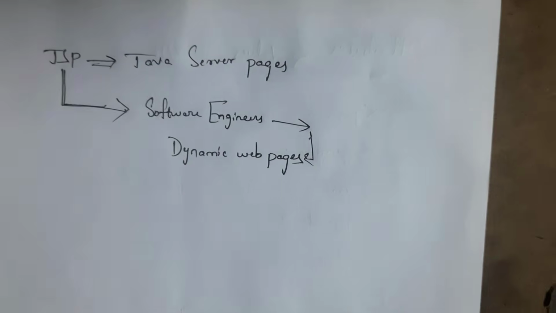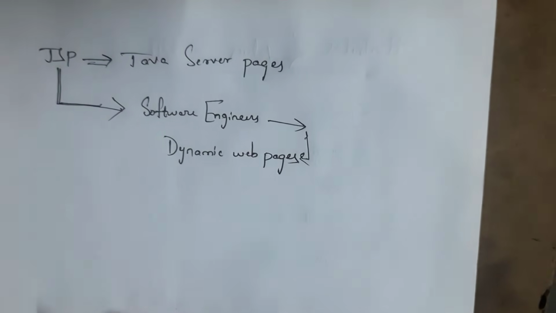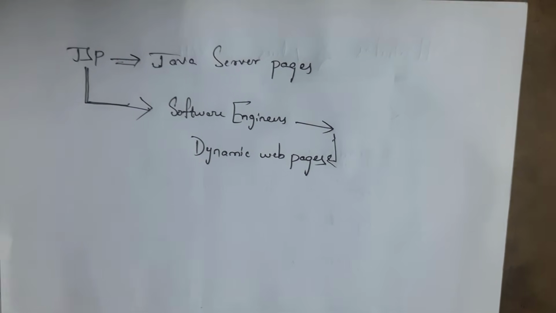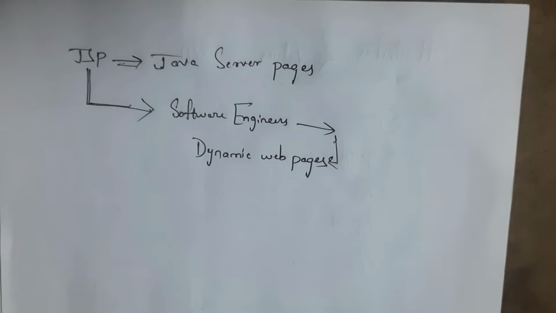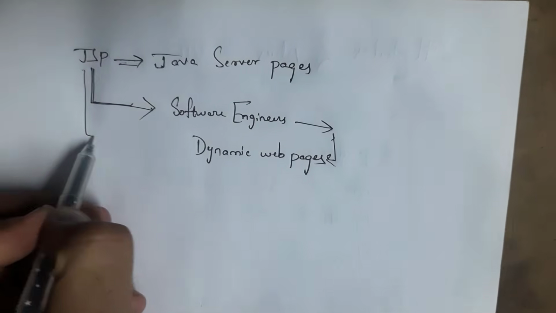Let's get started. At first, I will start with an introduction to JSP. JSP stands for Java Server Pages. This is the full form of JSP. This JSP is a software technology that is used by software engineers in order to create dynamic web pages. The main use of this JSP is to create dynamic web pages.